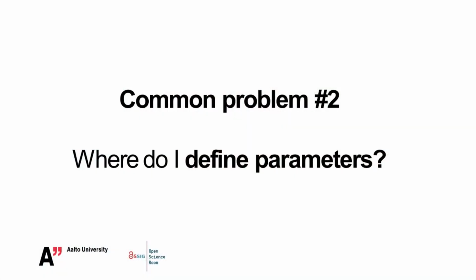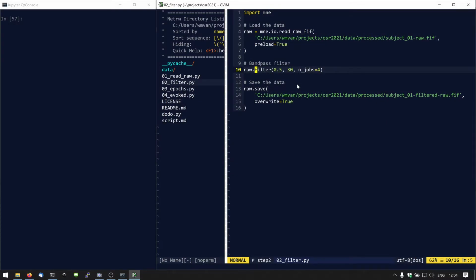Now, let's talk about something else that I see everybody struggling with. Parameters. Where do you define them? As a base rule, I would say you define the parameters, for example, the cutoffs for this bandpass filter, right where you call the function for the bandpass filter. Generally, I like to keep the definition of the parameters as close as possible to where I actually use them. So in this case, that would be inside the function call itself.